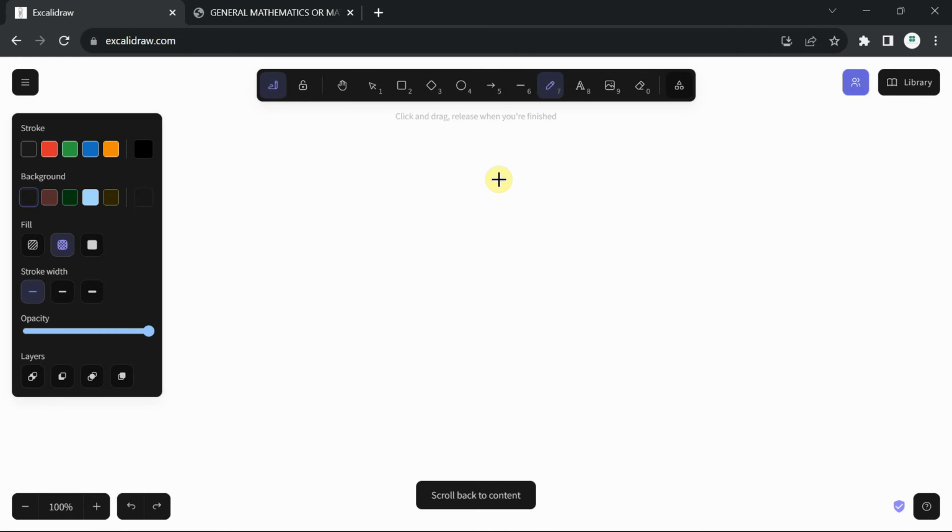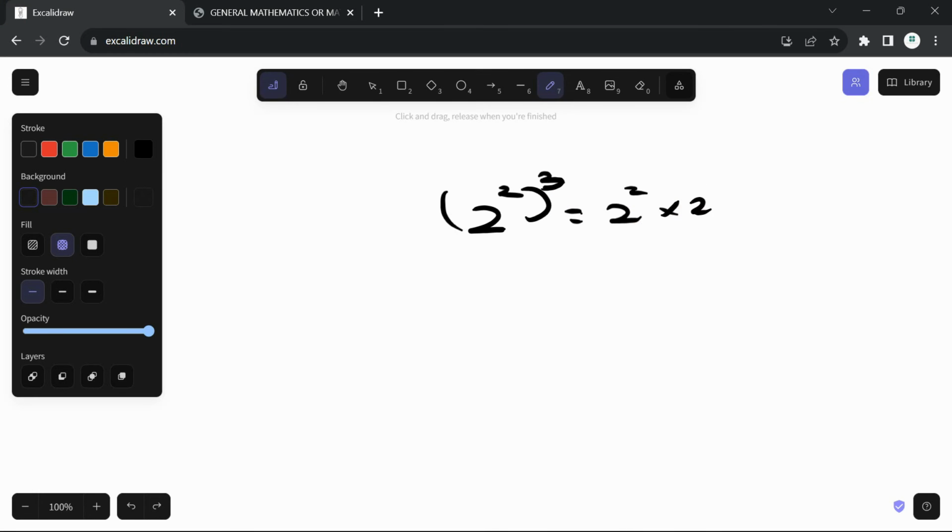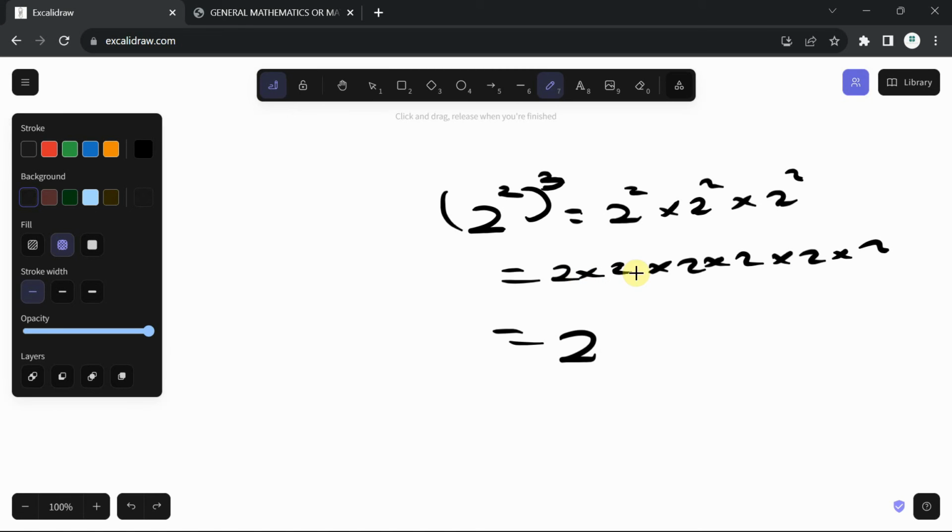An example is I have 2 raised to the power of 2, open bracket, 3, right? That's like saying 2 squared times 2 squared times 2 squared. And look at it, 2 squared is like saying 2 times 2, so that is 2 times 2 times 2 times 2 times 2 times 2. How many 2's do we have? We have 1, 2, 3, 4, 5, 6, right? So if I have something like that, I could say 2 raised to the power of 2 times 3, which gives me 2 raised to the power of 6.